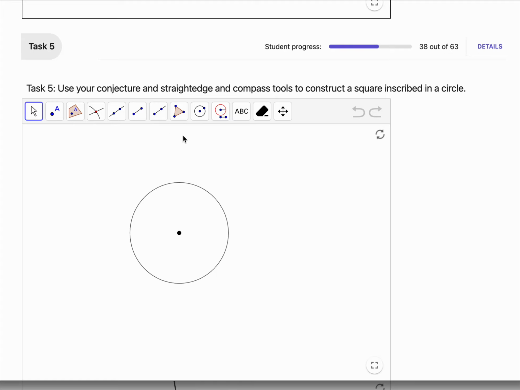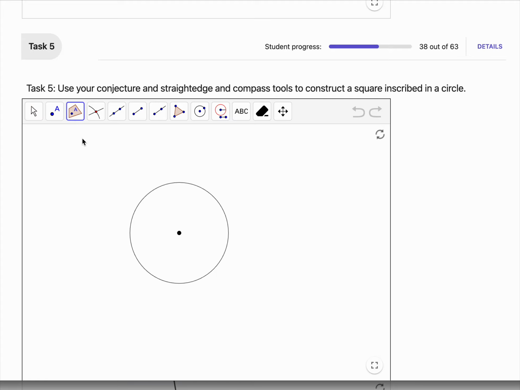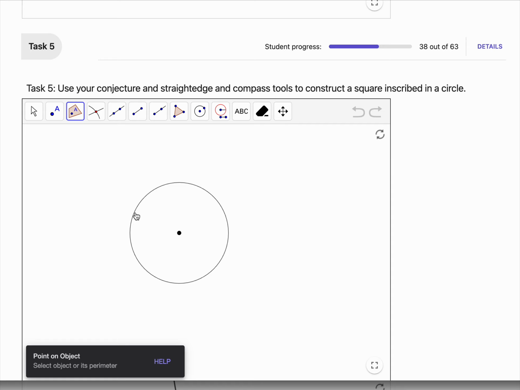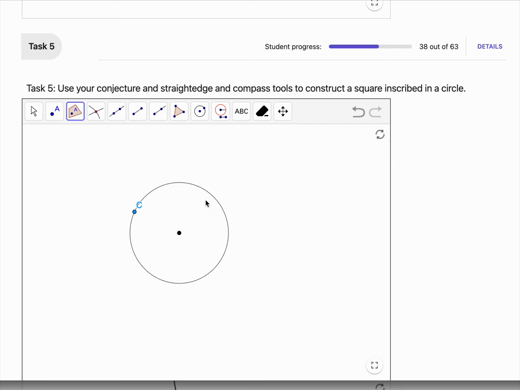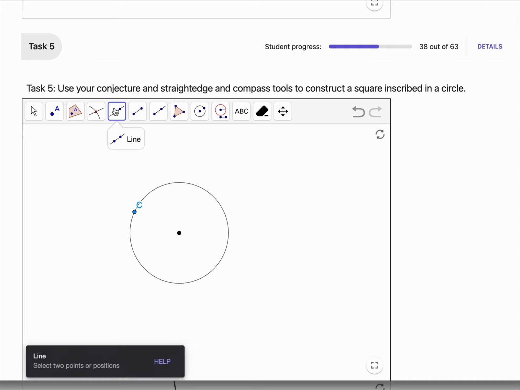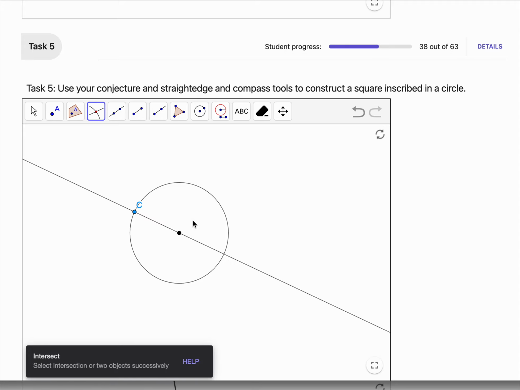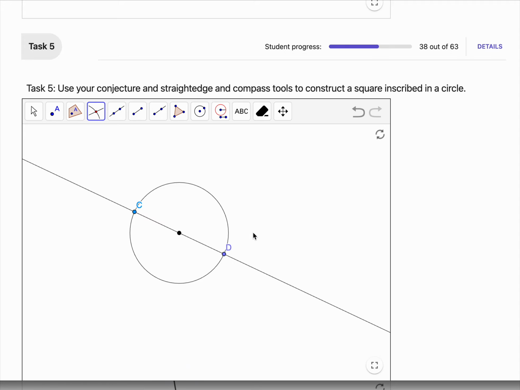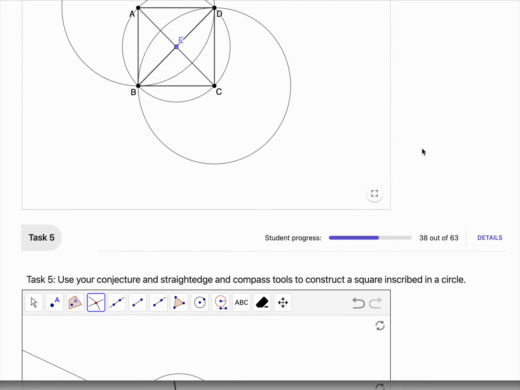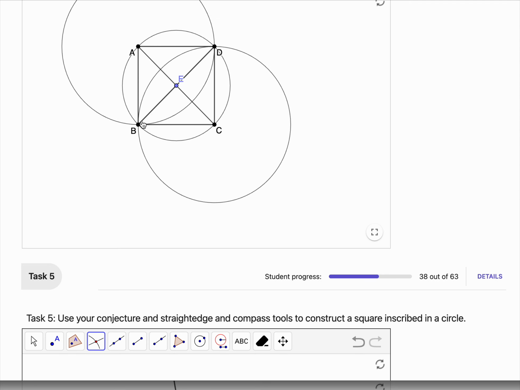First things first, I'm going to need a point on the edge of the circle. I'm going to use the point on object tool, and I'm just going to put a point right there. Now, how do I get another point on that circle that's in the right spot? I'm going to use the line tool. I'm going to hit the center right there, and that gives me this other point on the other side. And now I have a diameter. From C to D is a diameter. Just like up here, I had B to D as a diameter and A to C as a diameter. I'm going to try and make this same sort of situation here. I have one diameter. I need another one.